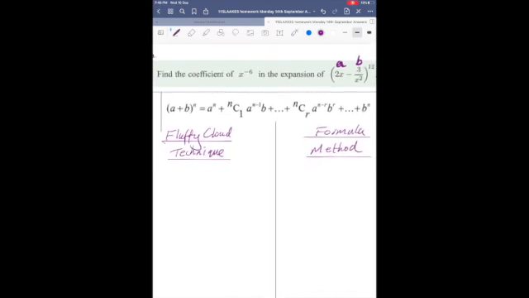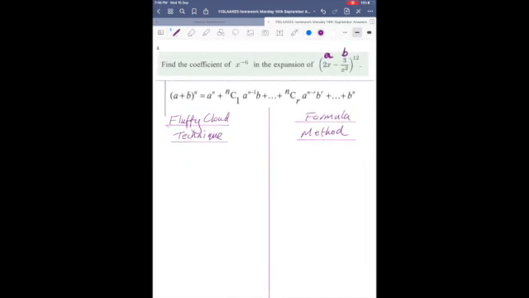And we're going to use this in two different ways. We're going to do the fluffy cloud technique first, so let's go for it. 2x first, that's powered up. And then negative 3 over x squared, and that's powered up. And then the coefficient will be 12 choose cloud, right?